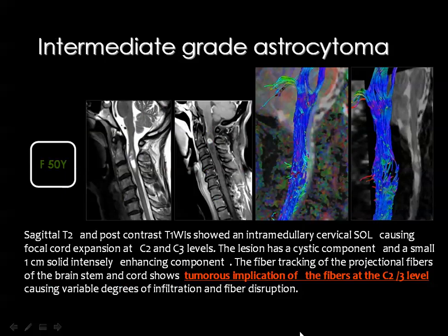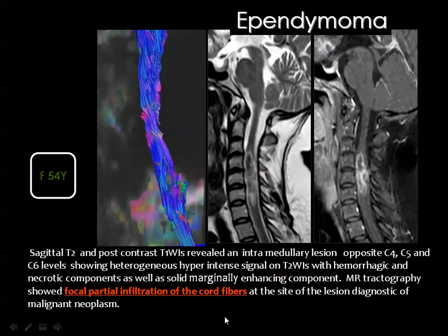Then this is an intermediate grade astrocytoma, also in the upper part of the spinal cord. It is a cystic lesion with a solid nodule, and the nodule has enhanced after contrast injection, and you can appreciate that there is some fiber involvement within the tumor itself, denoting that this lesion is not a low-grade tumor, but it is relatively an intermediate grade astrocytoma.